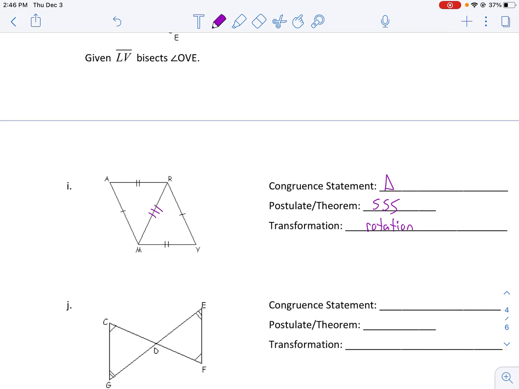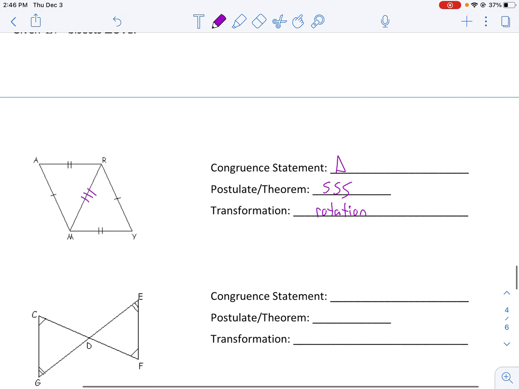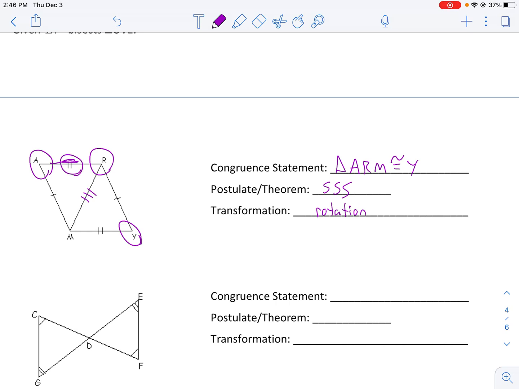And when I'm writing these congruence statements, there's like three potential answers for all of them. It just depends on which letter you write first. So I'm going to say triangle ARM. So I did A, which corresponds with Y, so it's going to be Y. And then R, I went on the double marked side, so I have to go this way on this one. Okay, so it's YMR. That way my sides line up that way.